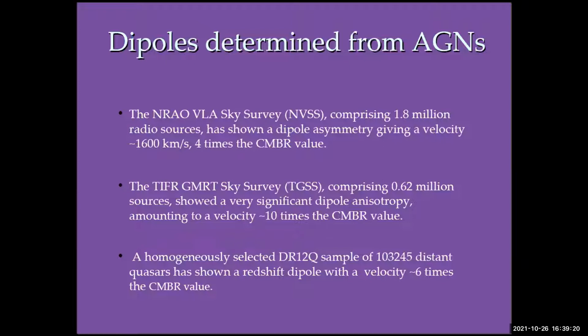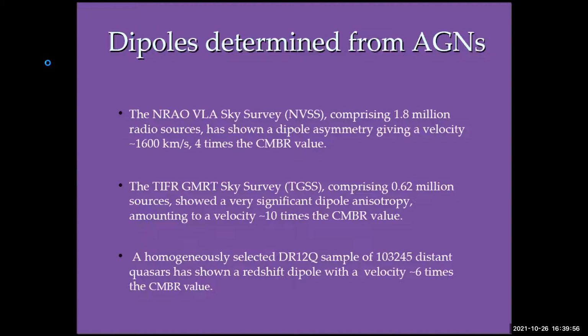Then the TIFR GMRT Sky Survey, TGSS, which contains 0.6 million sources, also showed a very significant dipole anisotropy. In fact, this anisotropy turned out to be about 10 times the CMBR value. So this is coming out different from NVSS. That was quite confusing as well as surprising. In the same way, the DR12Q sample of about 100,000 quasars has shown a redshift dipole with a velocity which is six times the CMBR value.